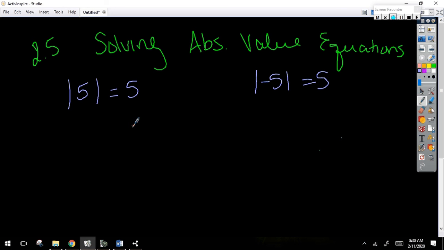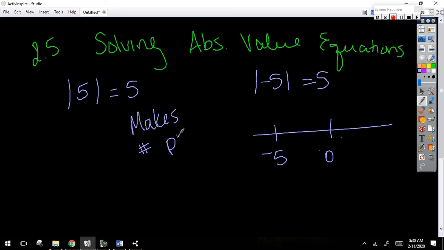You're exactly right. And the reason is, if we're talking about distance from 0 and we're on a number line, if this is 0 and this is -5, the distance from 0 is 5. You can't have a negative distance, right? Right. So it makes the number positive. So if absolute value makes it positive, right?